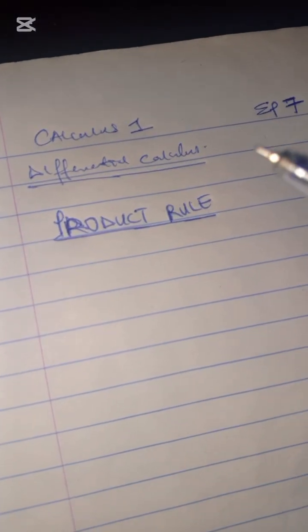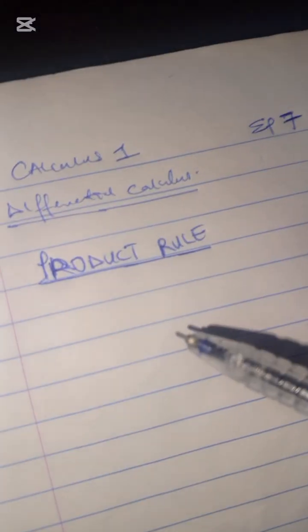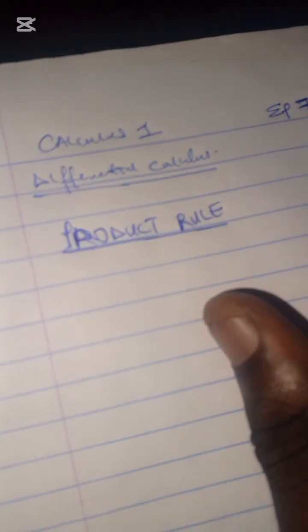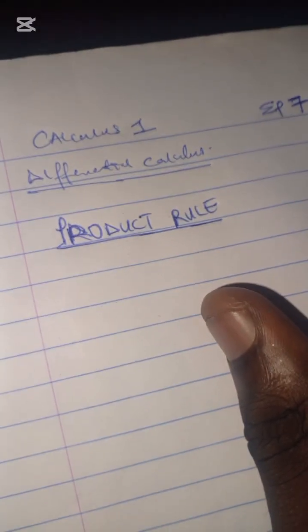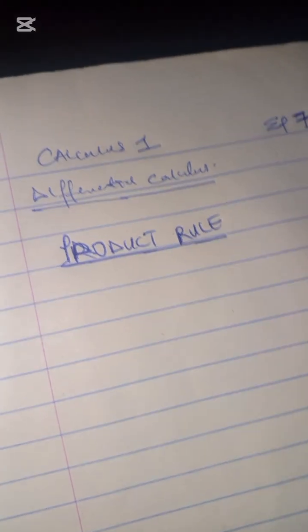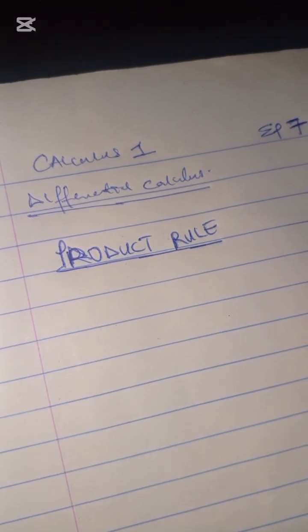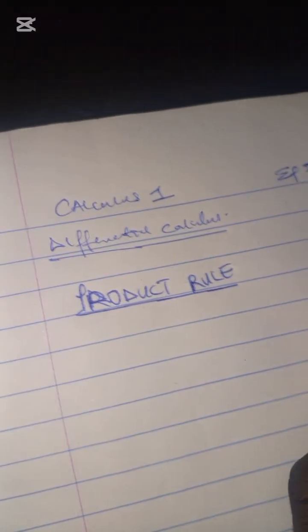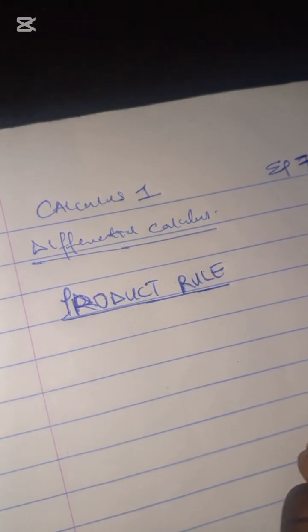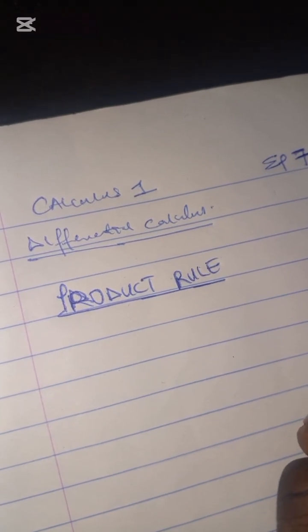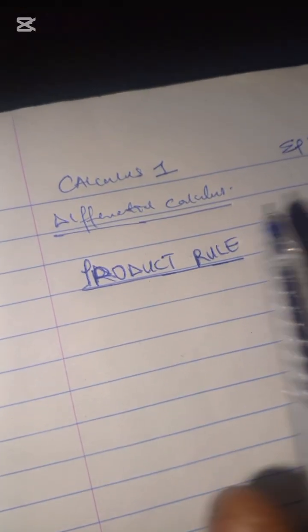In this episode, we're talking about the product rule. If you've been following this series, you know we started with techniques of differentiation. We made a video on the sum and difference rule, and I've made a video on the chain rule. The third one now is the product rule.